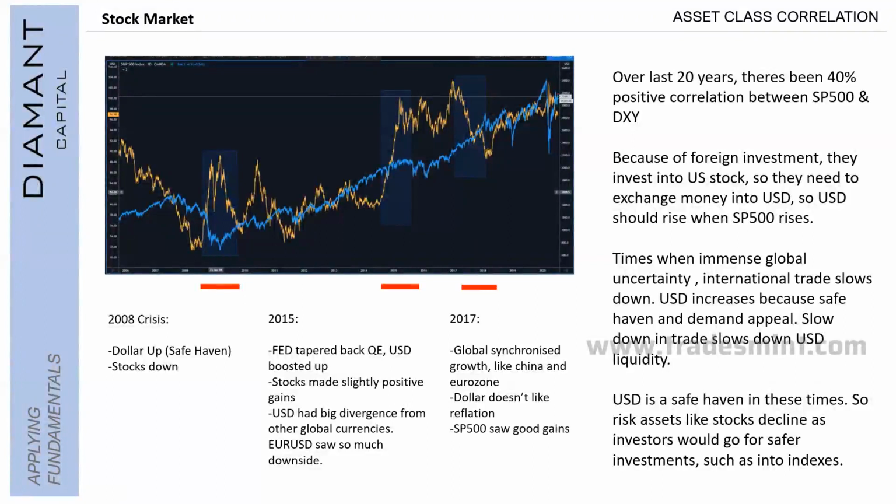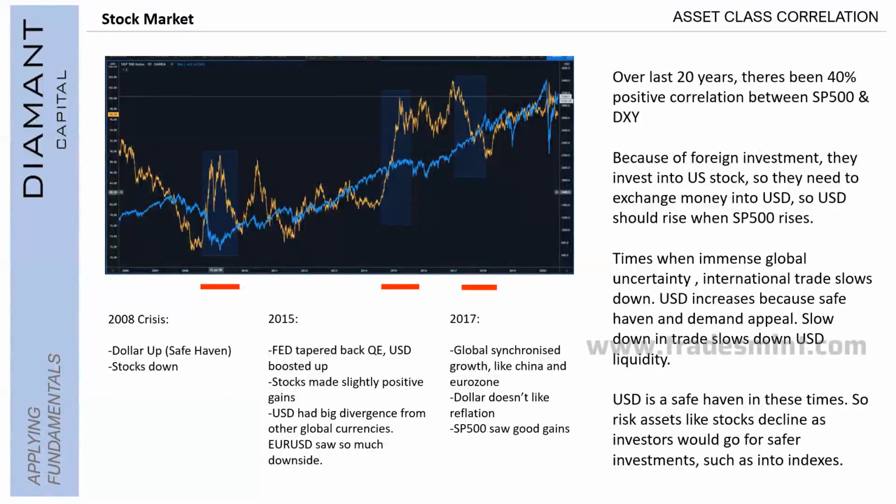Therefore, it had a massive divergence from other global currencies. You can also see on charts at that time, Euro USD saw so much downside because of mainly the strength into USD and also, logically thinking, the investment at the time. Lots of people were investing into the US economy, therefore not as much investment was going into the Eurozone.